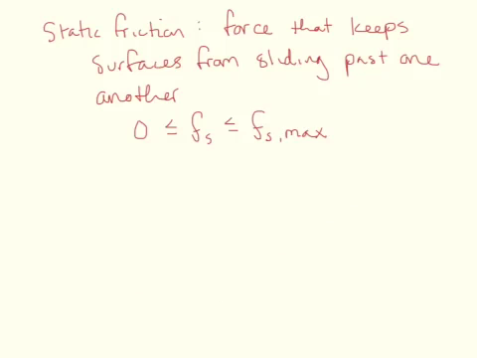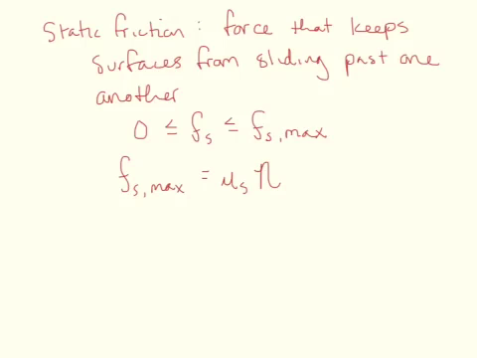Alright, so as we said a minute ago, static friction is the force that keeps surfaces from sliding past one another, and the force of static friction can be anywhere from 0 to some maximum possible value. And the way we calculate the maximum possible value is that it's always equal to mu s times N.